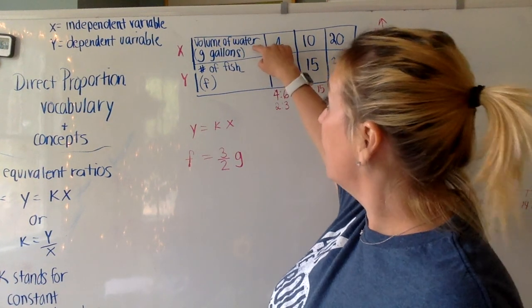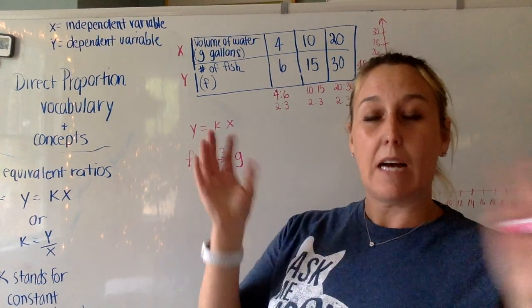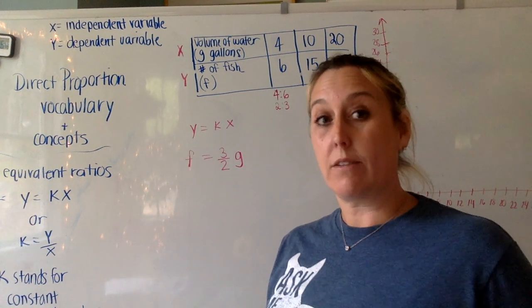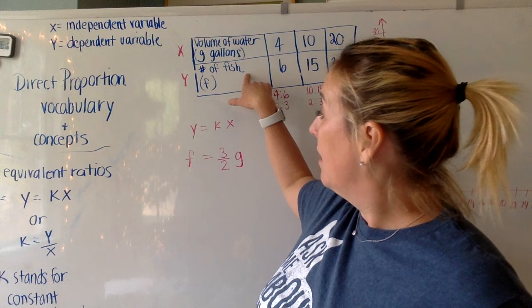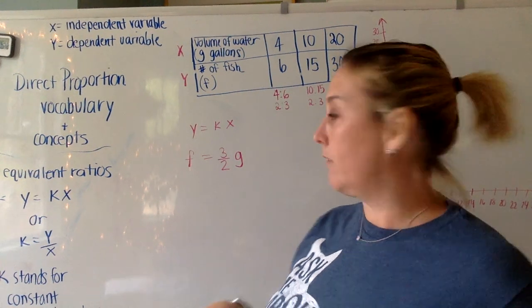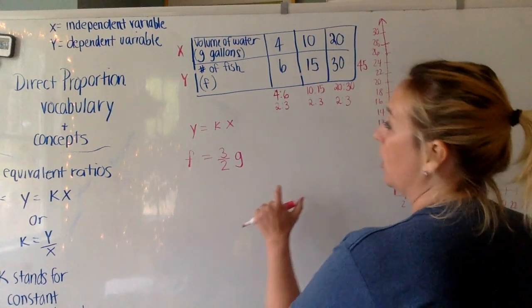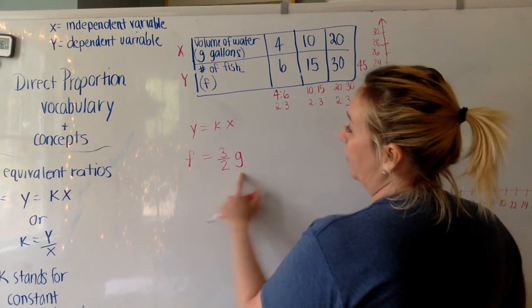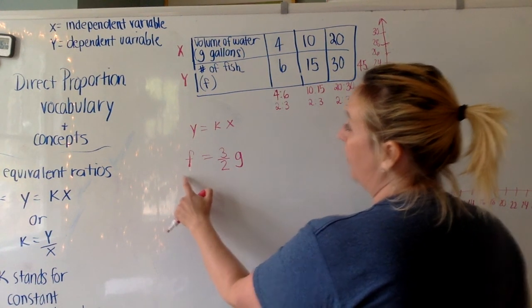So the independent variable is the water. That's the one that stands alone. The dependent, the one that matters on the situation, is the fish, because if they don't have enough water, they're not going to survive. So in this case, again, water is our independent variable and fish is our dependent variable.